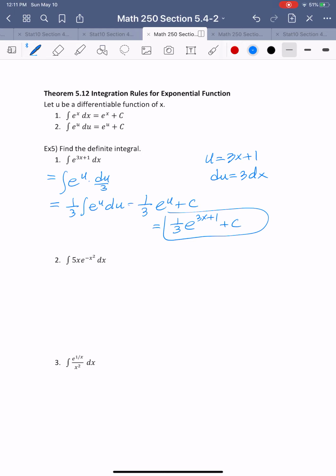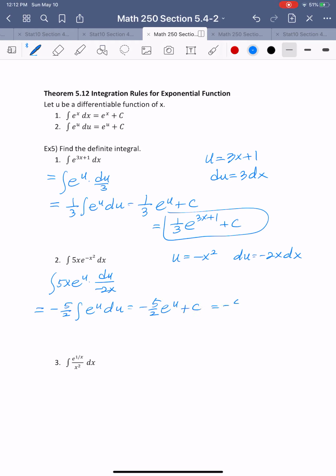For the second one, I want to say u is negative x squared, which means du is negative 2x dx. So 5x e to the u, and dx is du over negative 2x. The x cancels out. I got negative 5 over 2, pull it out, integral of e to the u du. So negative 5 over 2 e to the u plus c, and then u is the same as negative x squared, plus c.